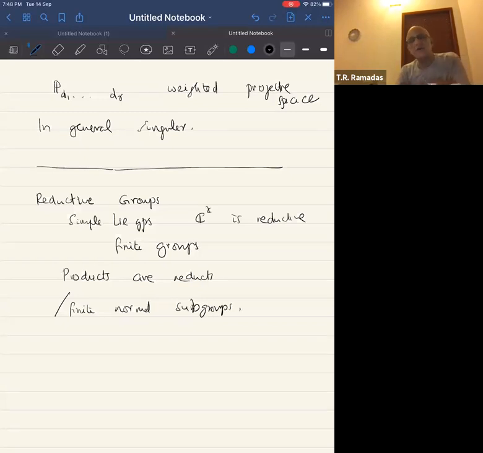So that's a list of all reductive groups. Take a bunch of simple groups, take a bunch of C star, take a bunch of finite groups, take the product. And if you can find a finite group that sits as a normal subgroup in the product, you take the quotient. Now, reductive groups are linearly reductive.